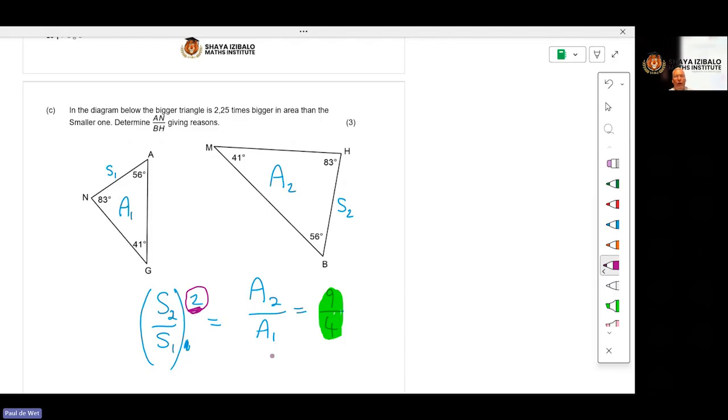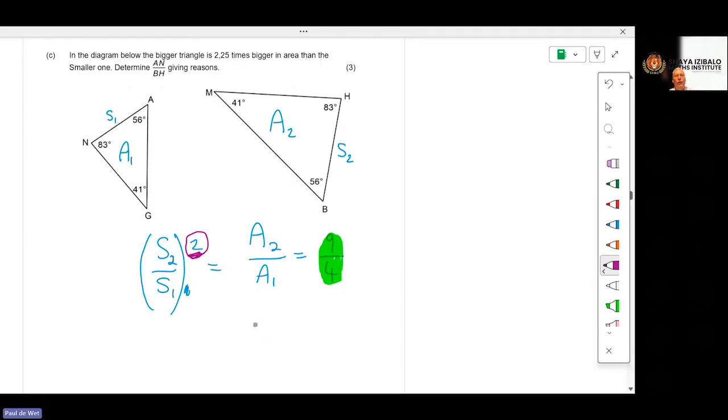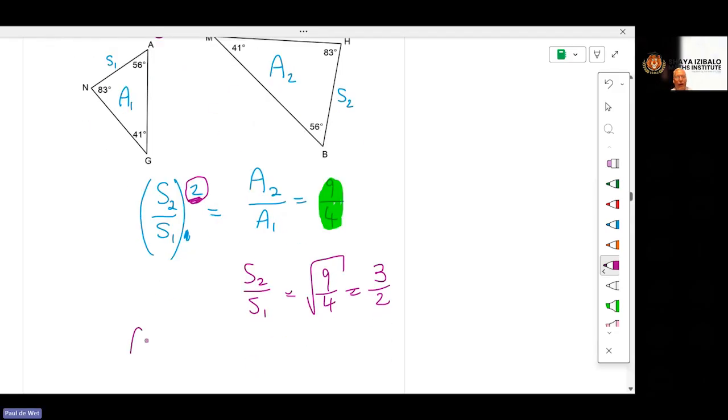Square root both sides. So side 2 over side 1 is going to be the square root of 9 over 4. It's going to be 3 over 2. Okay, just be careful here though, because this is asking for AN over BH. It's actually asking for the other way around. So the answer, AN over BH, we're going to turn it upside down. It's going to be 2 over 3.